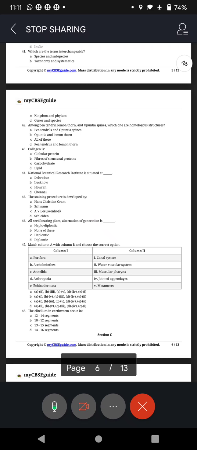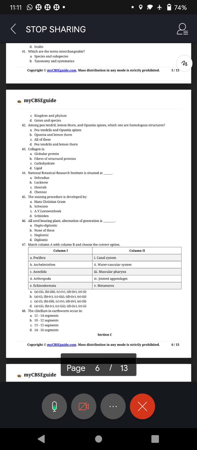Answer is C. I gave the clue now. Arthropoda, jointed appendages. Then I said metamers, Annelida, earthworm, just now we were talking. Porifera, canal system. Aschelminthes, muscular appendages. Echinodermata, of course, it is famous for water vascular system. Remember when we were talking of starfish, we said famous for water vascular system. During evolution, this will lead to blood circulatory system.